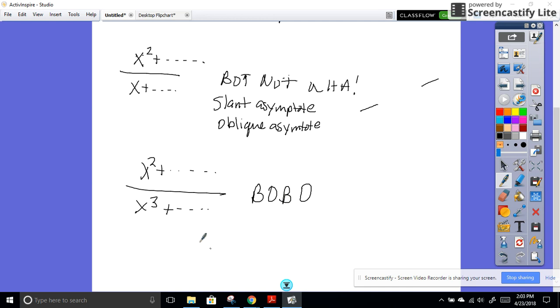That's BOBO. And what that means is you're going to have a horizontal asymptote at y equals 0. That's what that last O stands for. Bigger on bottom means you're going to have an asymptote at y equals 0. So your x-axis is going to be the horizontal asymptote. It's going to be doing something like this, whatever it's doing in the middle, but approaching that at the ends. That's what BOBO means.